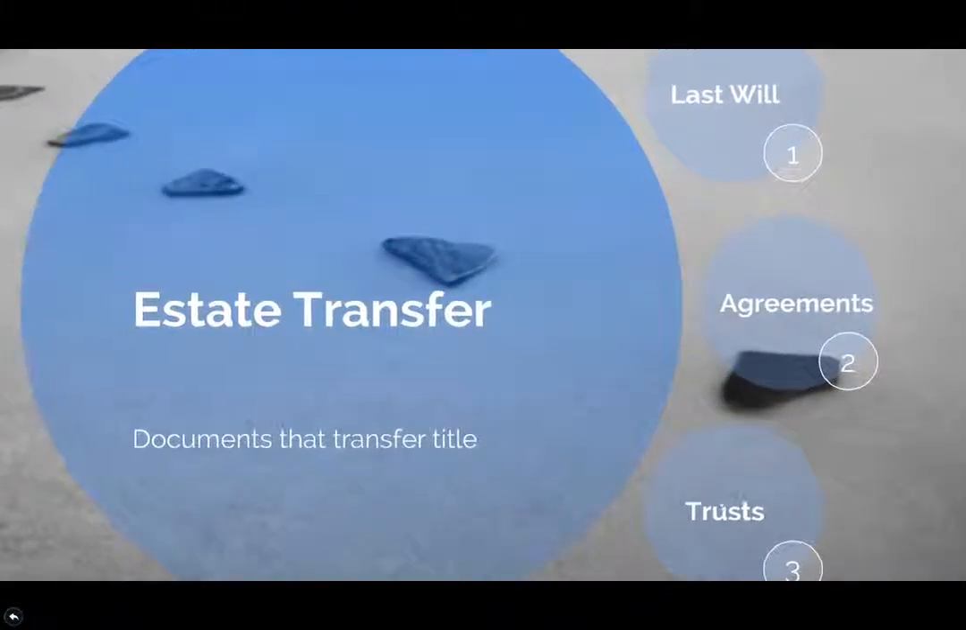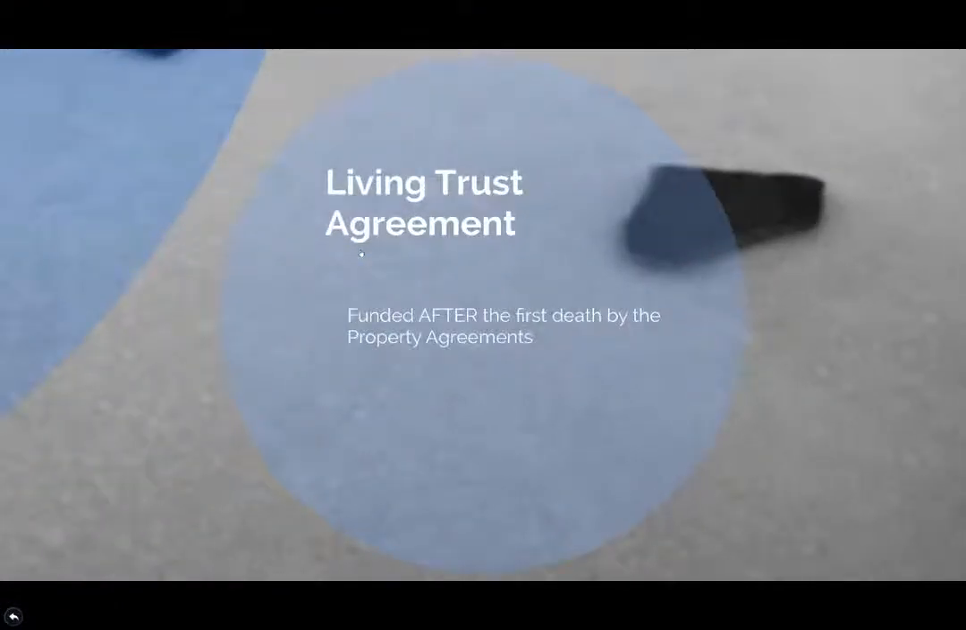Then the next category that we use in estate planning is trusts. And the big trust agreement that we use is a living trust agreement. You'll learn more about funding later on, but the key thing to remember is that the living trust agreement is signed and becomes effective on the signing date, but it's not funded. Assets are not held within it until the first spouse dies.